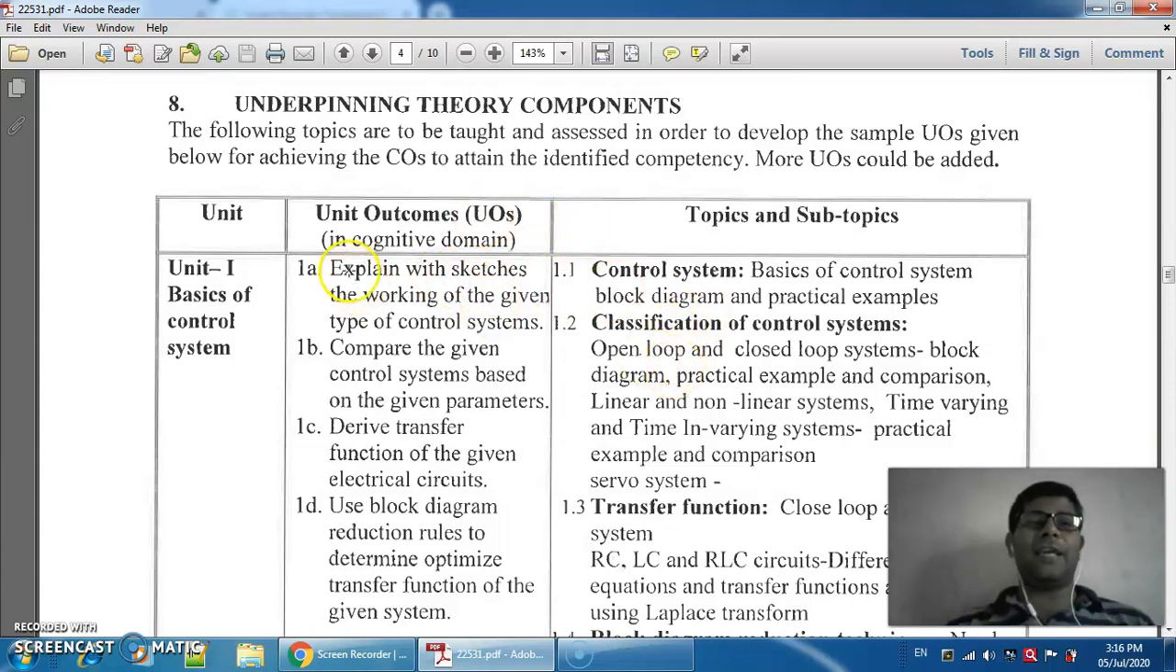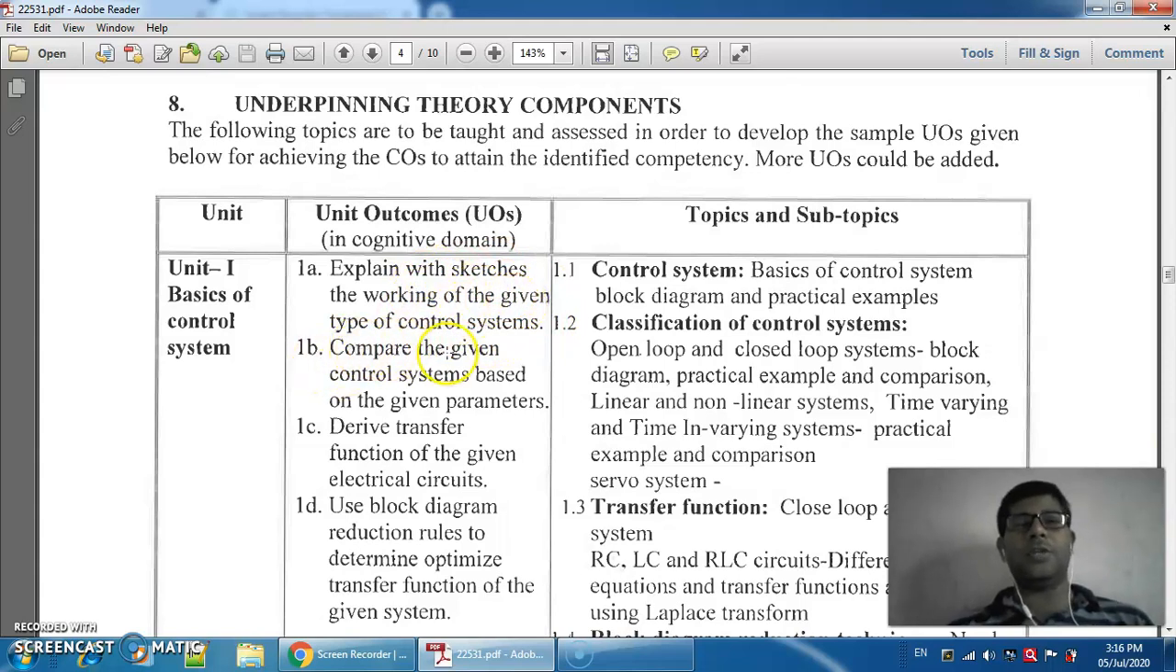I will take an example of the first outcome: explain with sketch and working the given type of control system. Whatever the given system is, you should have the ability to explain that control system and sketch its working, the block diagram of that control system. So this is the first objective you should learn. What is the second objective?